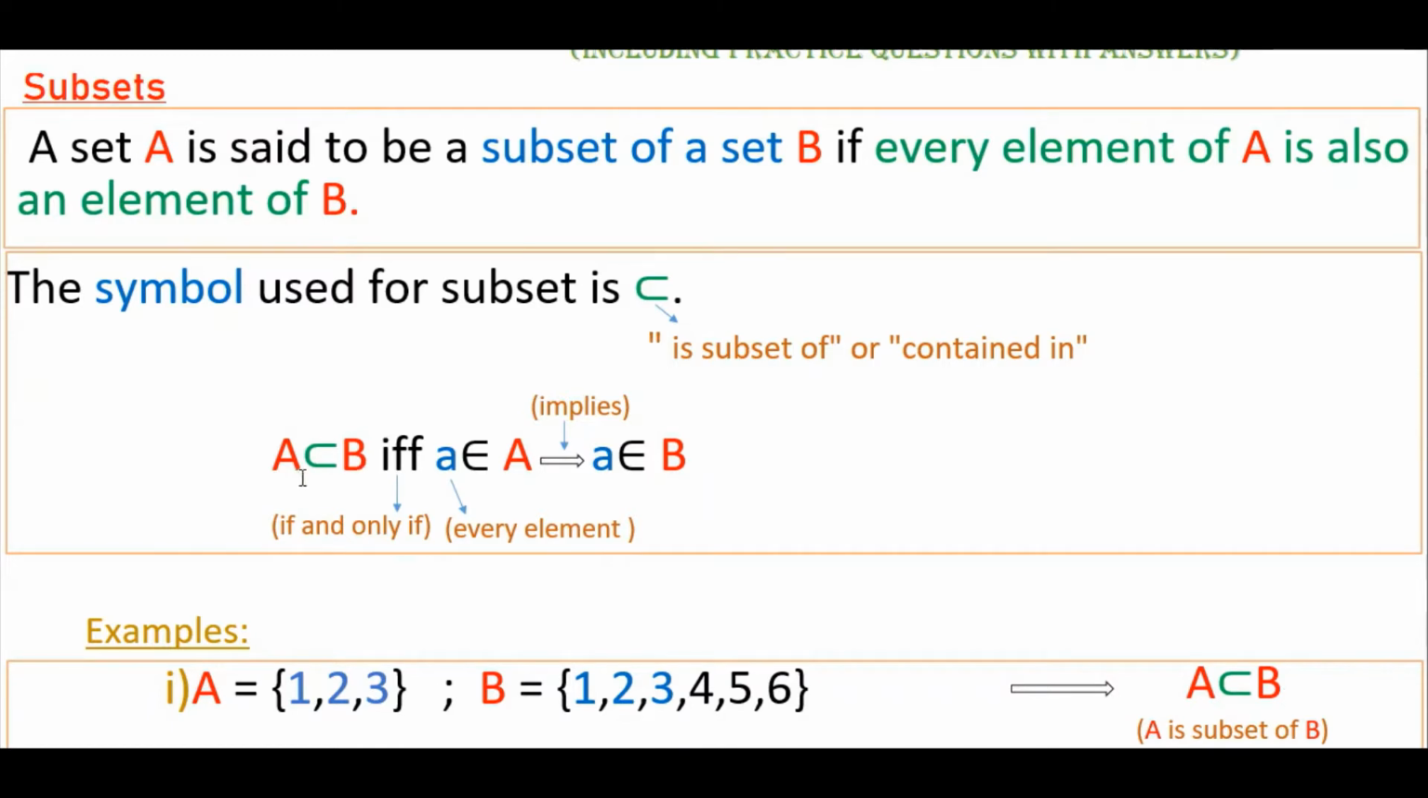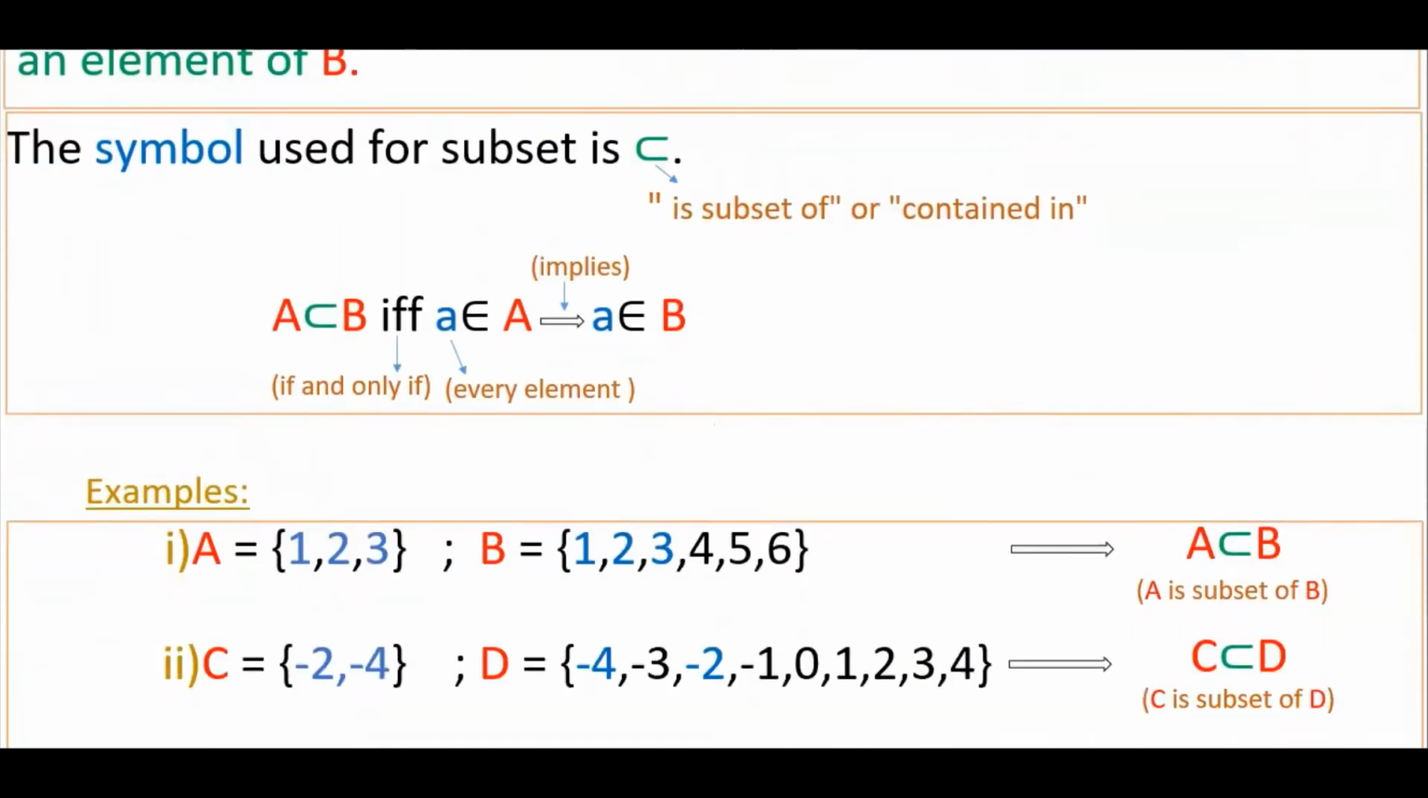And you can write the same thing: A is a subset of B if and only if a belongs to A implies a belongs to B. Here small a is every element of A. For example, small a is 1. 1 belongs to A, so 1 also belongs to B. And if small a is 2, then 2 belongs to A, and 2 also belongs to B. So this is the meaning of subset.